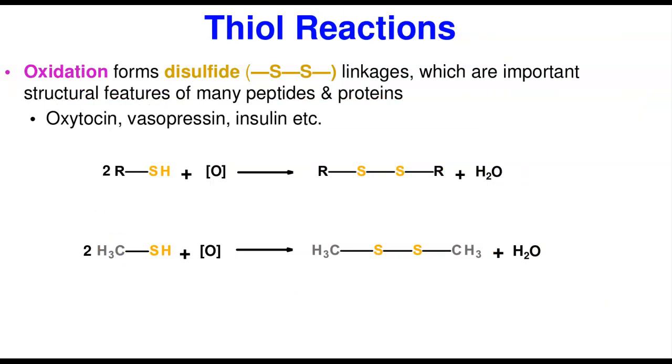Our main focus will be looking at these two important thiol reactions and seeing their significance to biological systems. Thiols undergo oxidation. And when they undergo oxidation, they form disulfides. A disulfide is where you have two sulfur atoms connected to each other. They form the disulfide linkages, or you can call them the disulfide bridges. Now, these disulfide bridges or linkages are important structural features of many peptides and proteins in the body.